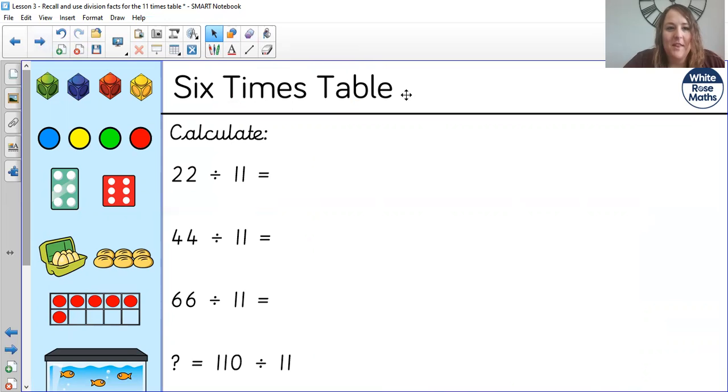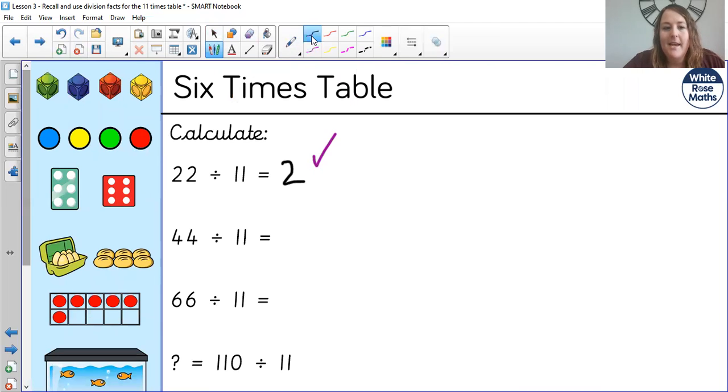Okay, hopefully you've had a go at those. Let's have a look at the answers. So 22 divided by 11 is what? It's asking you how many 11s there are in 22. If you got the answer 2, please give yourselves a tick. Next one, 44 divided by 11. It's asking you how many 11s there are in 44. If you got the answer 4, give yourself another tick.